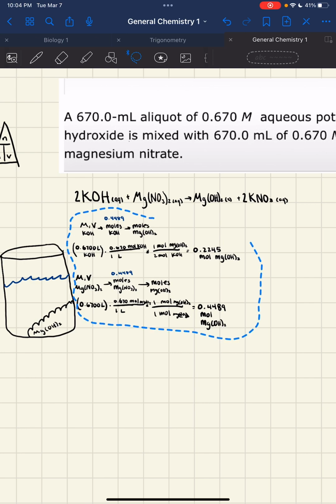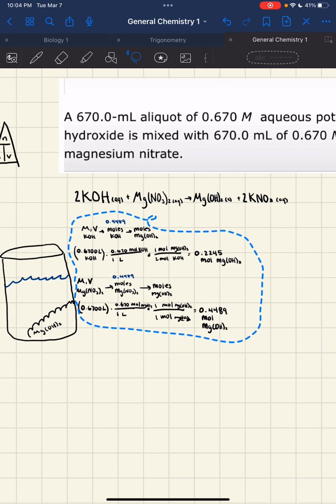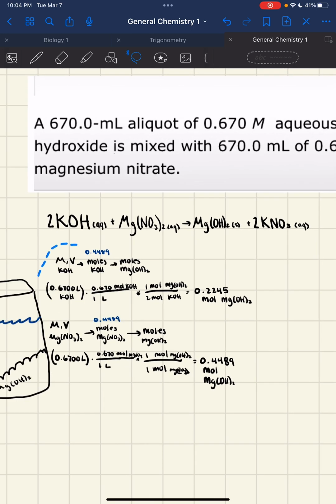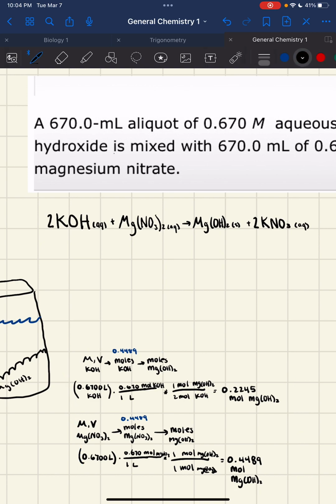Let me go ahead and move this down. One of the most important things you need to do before this all is write a molecular and a net ionic equation, which I'm going to go ahead and do right now.